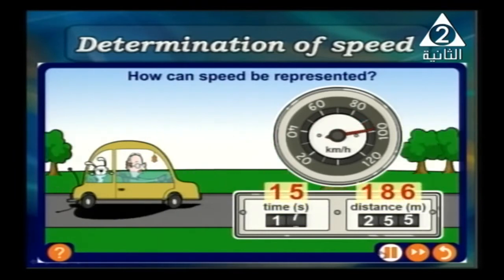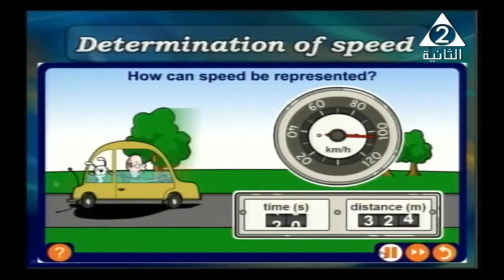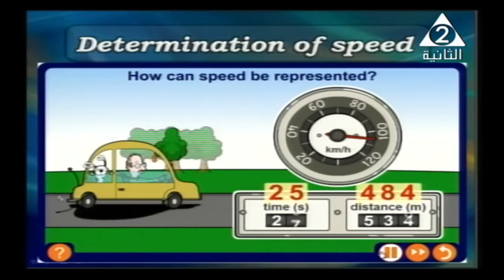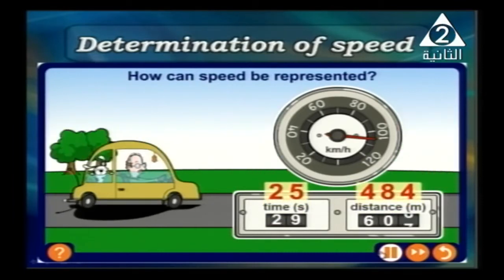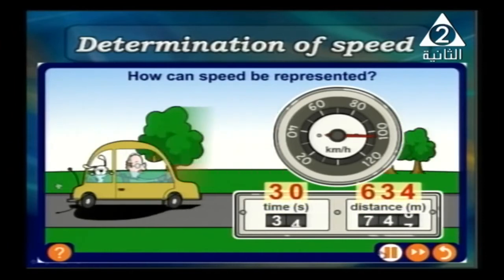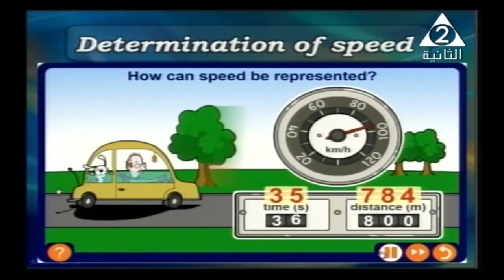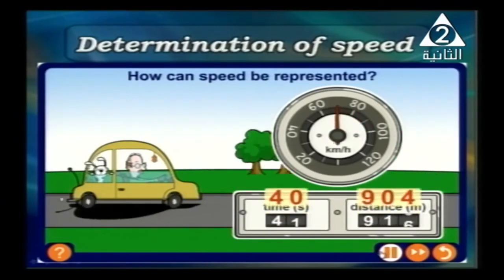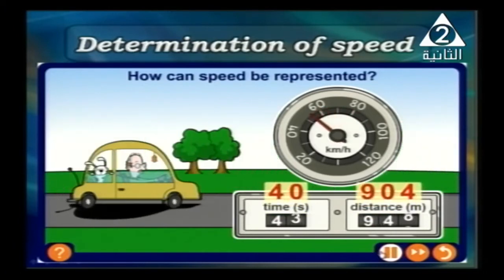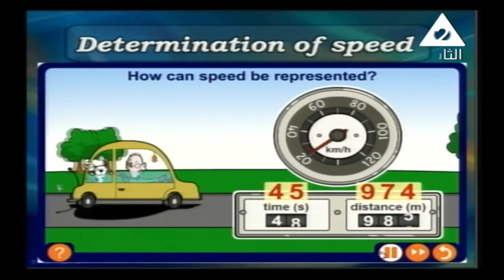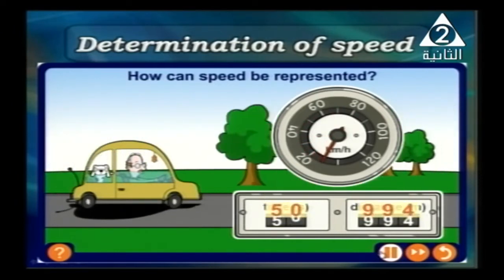And in this counter we have time. For example, we have 20 and 34 meters, and we have 25 and 484 meters, and so on. So we have different speeds and different distances in different periods of time, or different time intervals. Time intervals means periods of time. And after some time, the speedometer moves again to 0. Why? The speed decreases to stop.